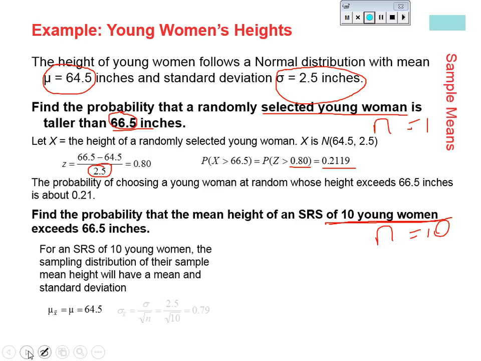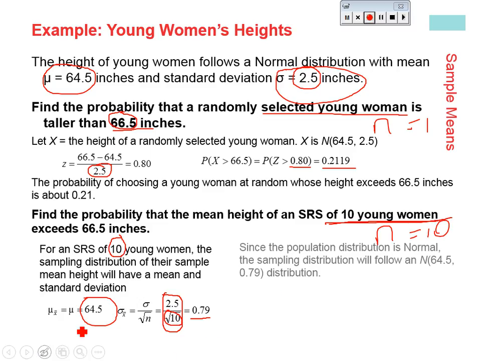So for a simple random sample of 10 young women, the mean would stay the same. However, the standard deviation, I would need to do this in order to find it for the sample of 10. So I would say the population standard deviation divided by the square root of the sample size, and that comes out to be roughly 0.79. And then from here, I can now do the z-score for 66.5 inches.